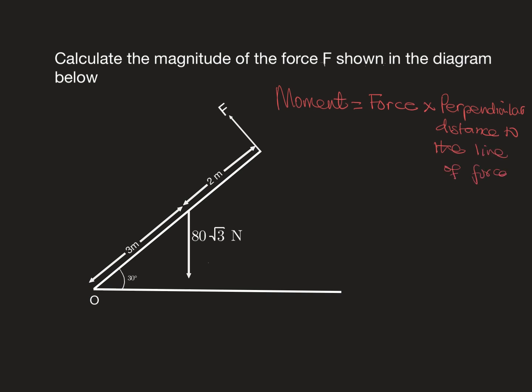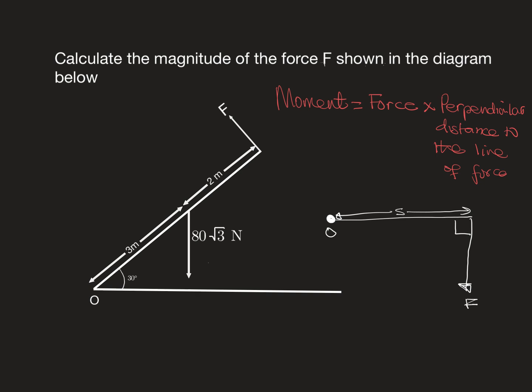So what that simply means is, let's say we have our turning point here, O. The distance S from the turning point must be perpendicular. That means it must be at right angles to the force. So a moment is defined as the product of force and the perpendicular distance to the line of force, which simply means that the force and the distance must be at right angles.